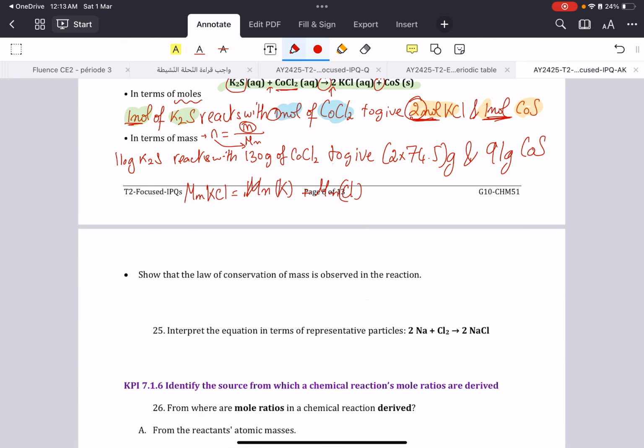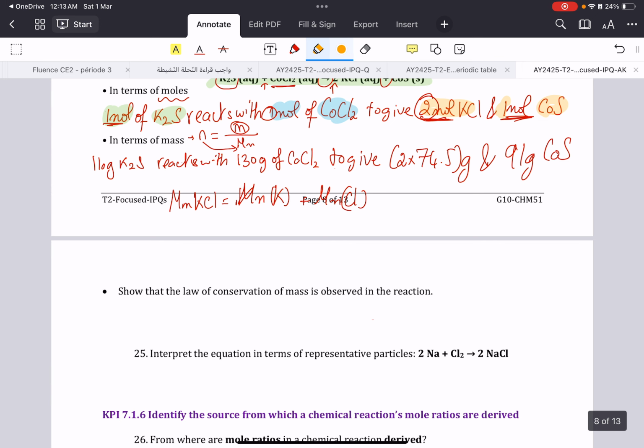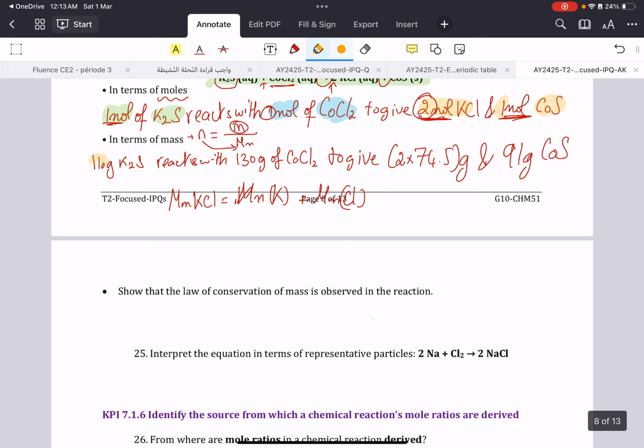You have plenty of exercises also in Classic about this. Now show that the law of conservation of mass is observed in the reaction. So in this case, you take the given masses and you show that they are equal to the masses after the arrow.